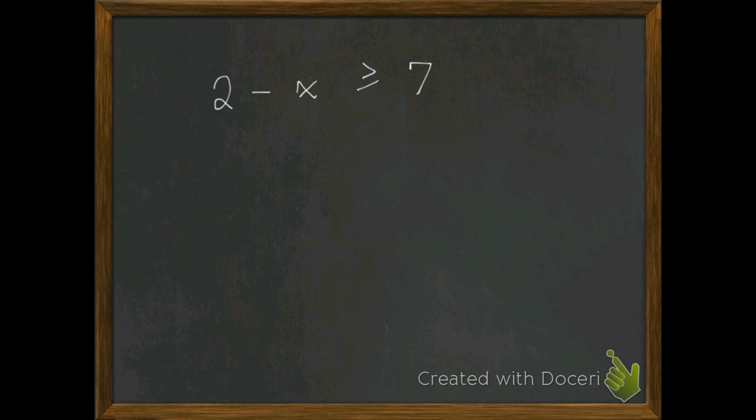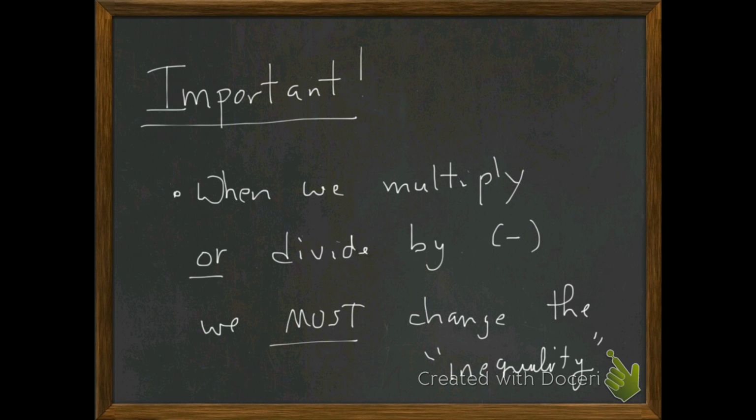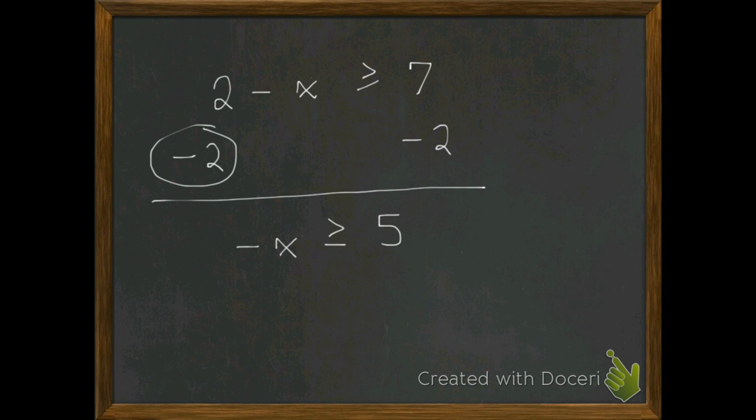Now the first thing we would want to do is subtract 2 from both sides, leaving us with negative x greater than or equal to 5. Okay? Now a lot of times students will say, well, I have negative 2 there, why didn't I change the sign? Well, you're not paying attention. I said when we multiply or divide by a negative number. That's subtracting. That's adding a negative number. We didn't multiply or divide.